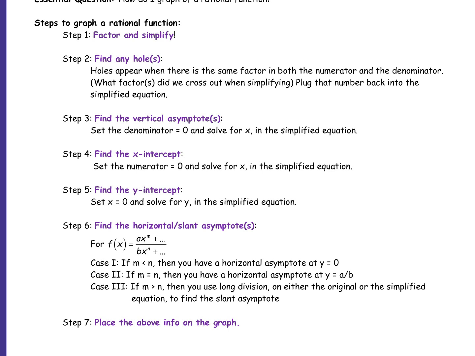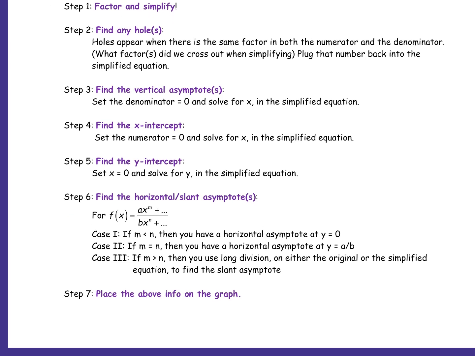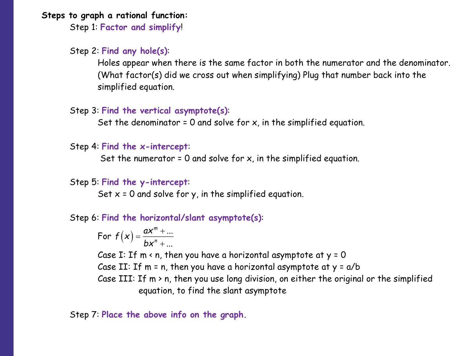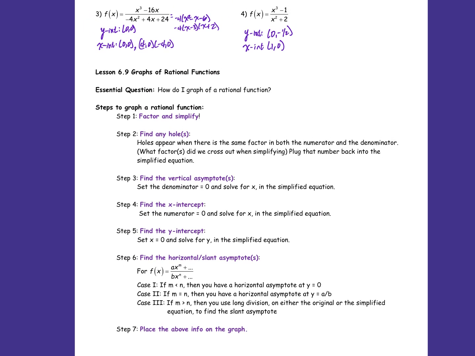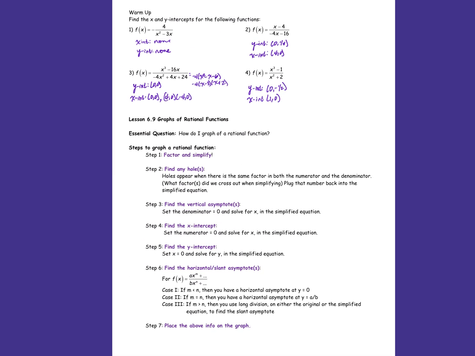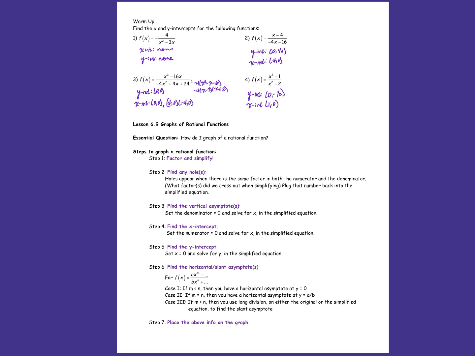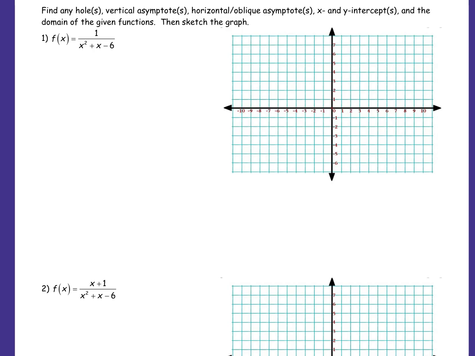Find the vertical asymptotes: set the denominator equal to 0, solve for x. Find the x-intercepts, find the y-intercepts, find the horizontal or slant asymptotes. And then place all the above information on the graph. That's what we're going to do first. And then we fill in our curves. Okay? So we're going to do all that stuff. And you don't have to do it in that order. That's just the order that I kind of think in, and I probably won't do them all in that order. I'm just going to tell you. They'll probably just bounce around in whatever order happens to be the easiest. Okay? So here we go.